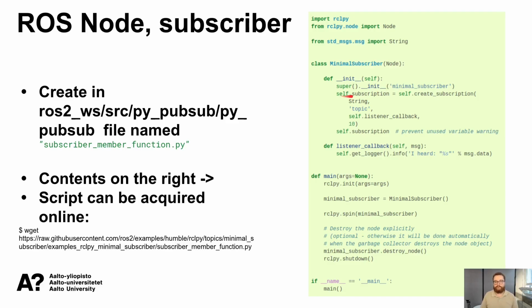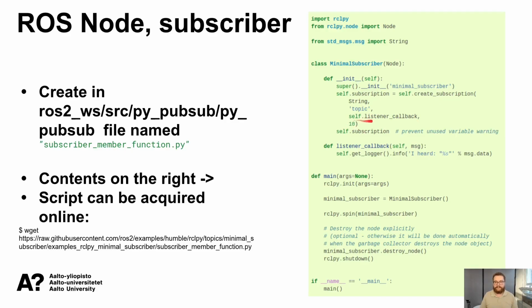So in the initialization, we are creating the actual subscriber, or the subscription, with this create subscription method. As an input, we are giving again the message type string that, remember, we imported here. We are giving the name of the topic that we are listening to, that we are subscribing to, and we are defining this method, this listener callback. This is an important part. This basically defines what is done each time that the subscriber receives a new message from the topic. And here we are defining the queue size again.